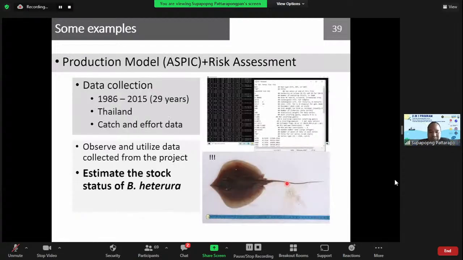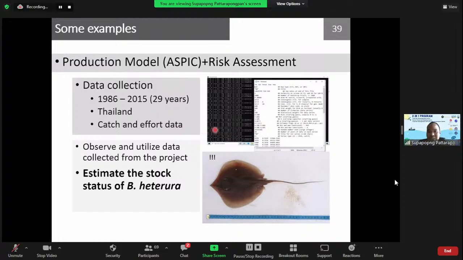So from here, this is the case study of the Paris ray in Thailand, from the southern part of Thailand. I tried to extract the data from 1986 to 2015, but this is a kind of simulation study, so the result may not be true. And this is the software we use.